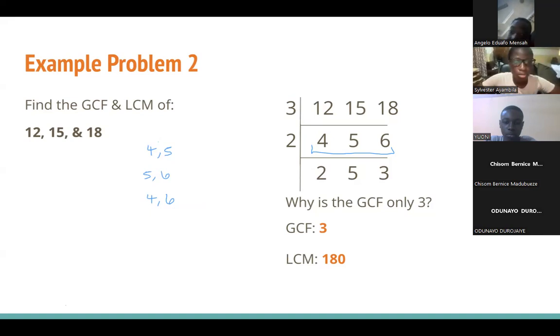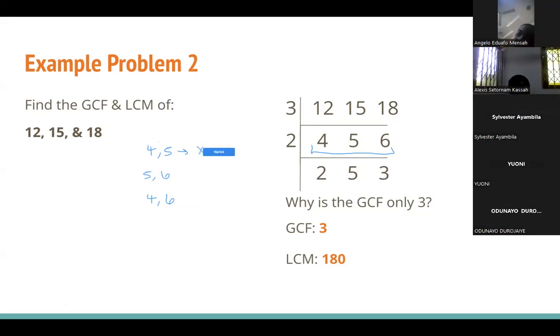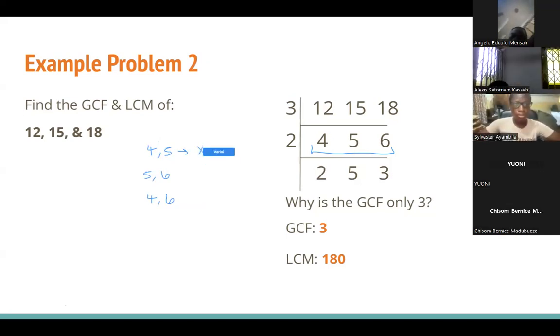Okay, so if we're looking at 4 and 5, can we pull out any other factor from 4 and 5? No, right? Only one. Okay, let's look at 5 and 6 now. Can we pull out anything? No, it's just 1. Now let's look at 4 and 6. Can we pull out anything? Yes. 2. Pull out a 2.